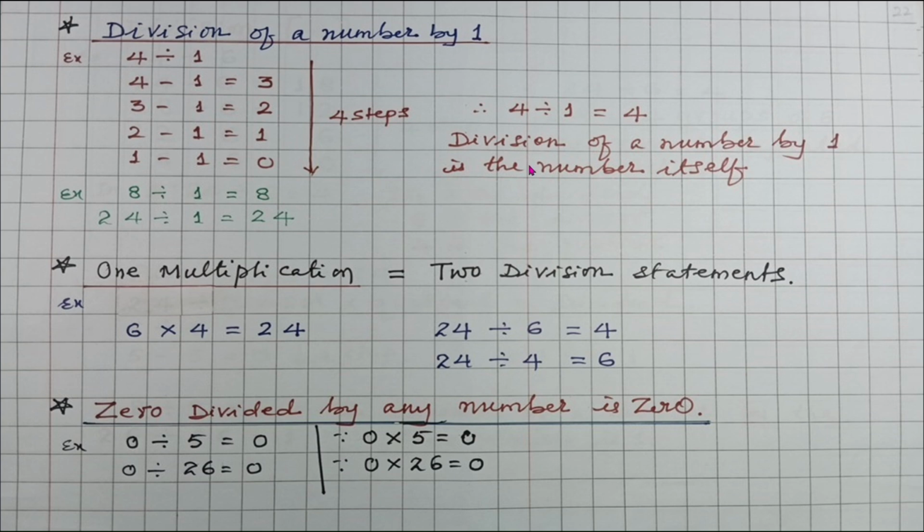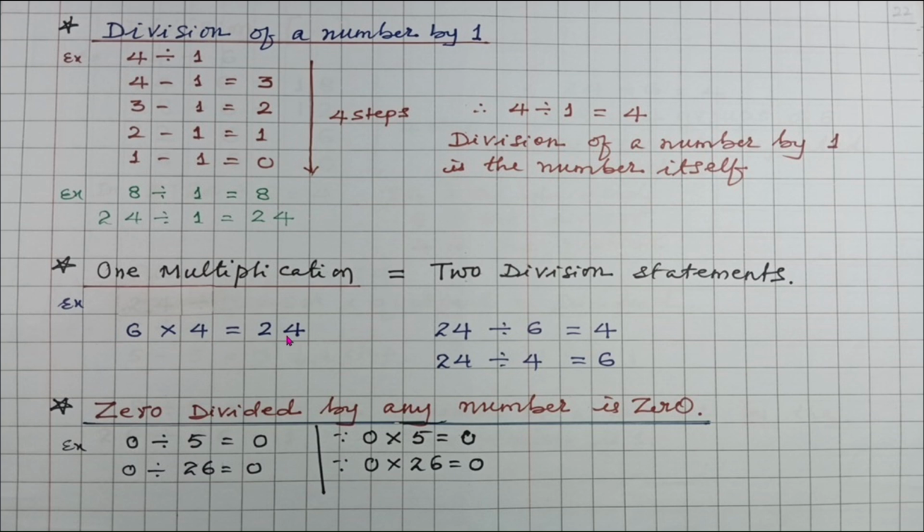Therefore division of a number by 1 is the number itself. When you divide 4 by 1, I get back 4. That means 4 is the quotient. 8 divided by 1 is 8. 24 divided by 1 is 24. Please remember that.